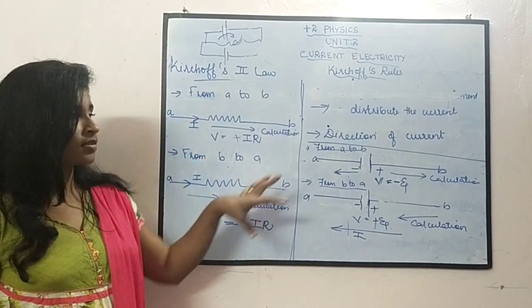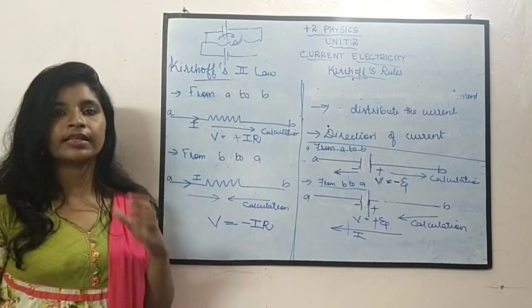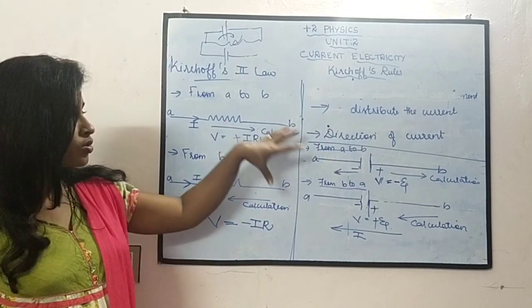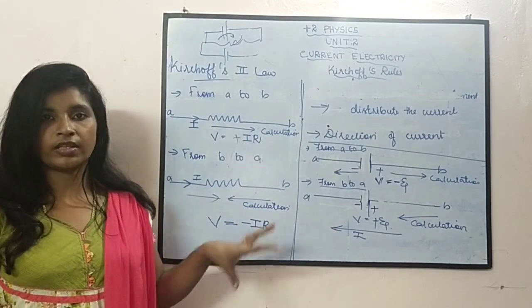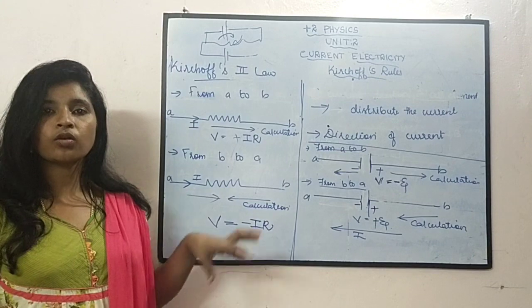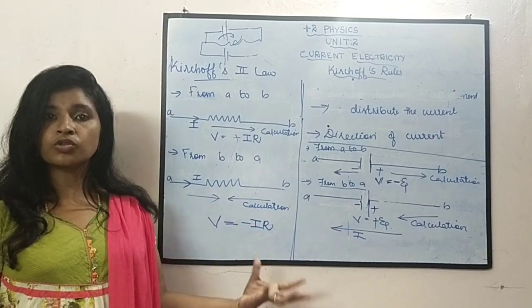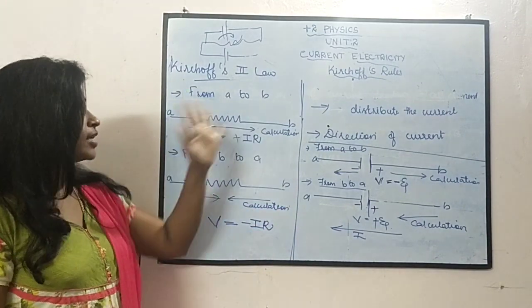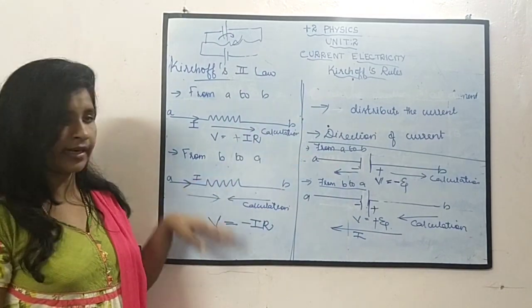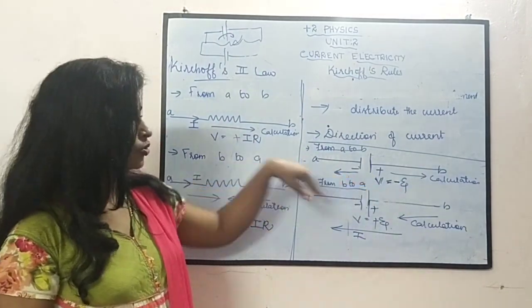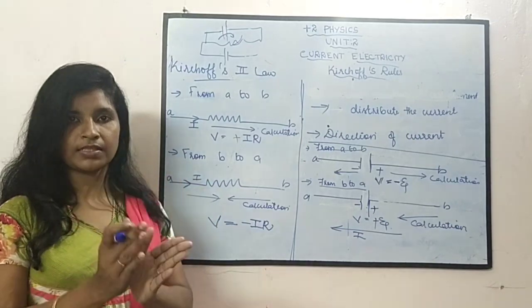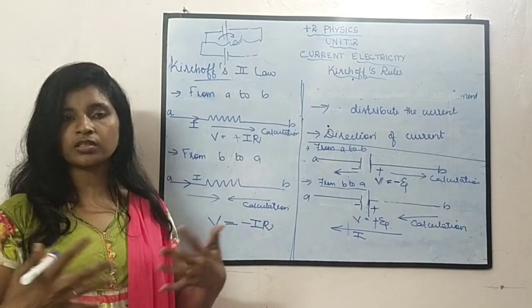So these things you have to consider while solving the problems. It is very important. This question may be asked for 3 marks also. They will ask the rules: what are the sign conventions to be followed while analyzing using Kirchhoff's second law. These are the sign conventions. If the direction you take and the current direction are the same, then plus; if the direction you take and the current direction are opposite, then minus.